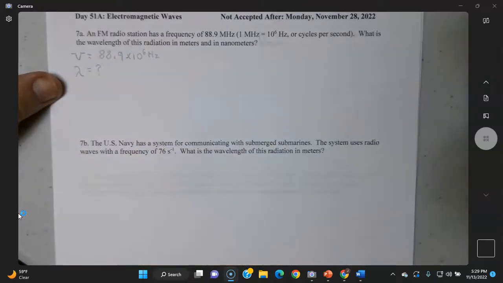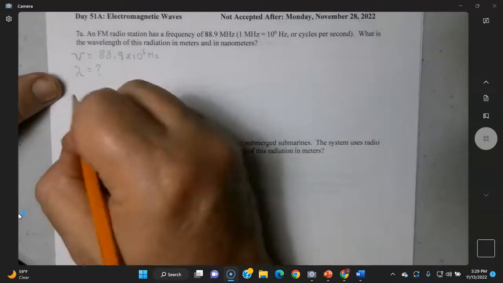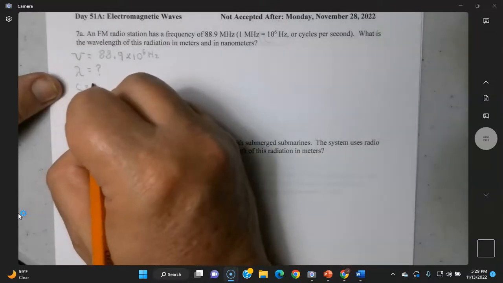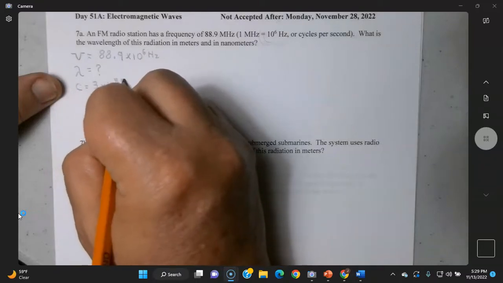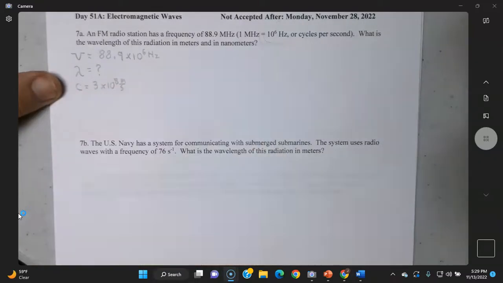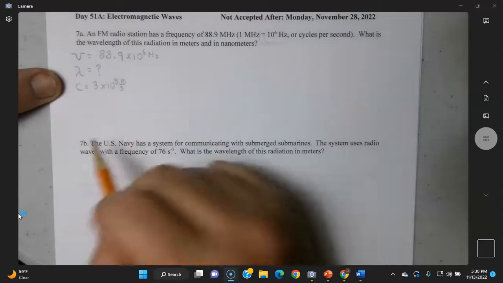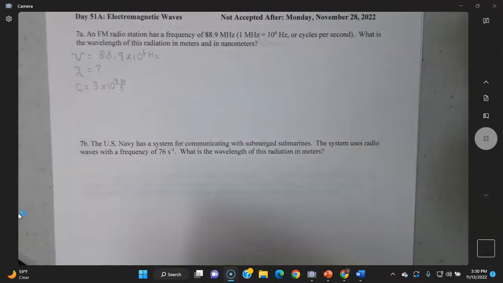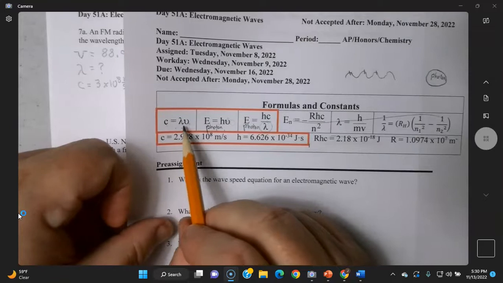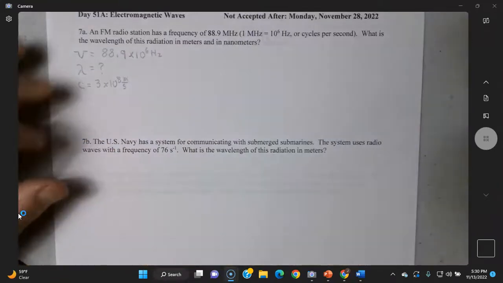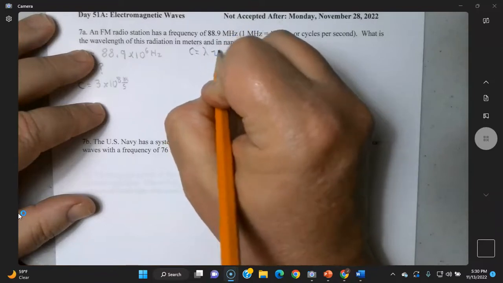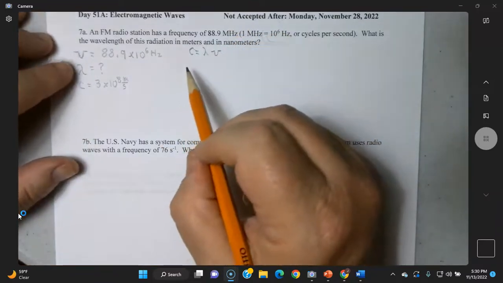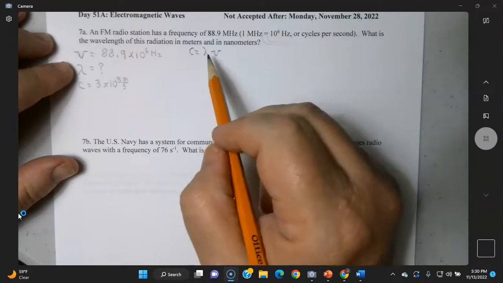Now, it looks like we're missing a number. We need something else, right? Well, we know that it's an electromagnetic wave, so the speed of light is 3 times 10 to the 8 meters per second, okay? All right, so the wave speed for an electromagnetic wave is c equals lambda nu. Now, you should have the algebra skills. You need to solve for lambda because that's what we're looking for.